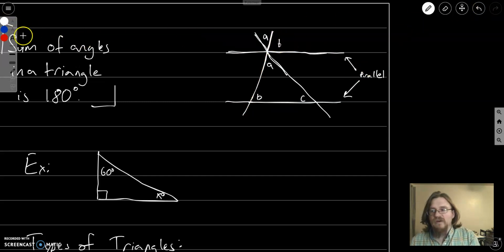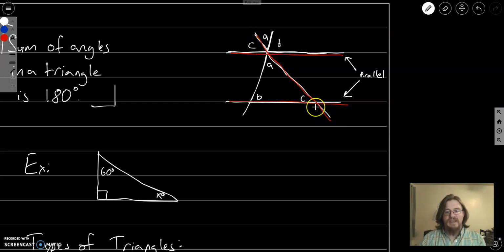And then lastly, we're going to do the same thing with the other line coming across. So we have our two parallel lines and our line coming down. So guess what? C here, this angle, is the same as this angle right there. Again, we have two parallel lines, this line coming down, this angle and this angle are going to be the same. So let's erase those red lines.